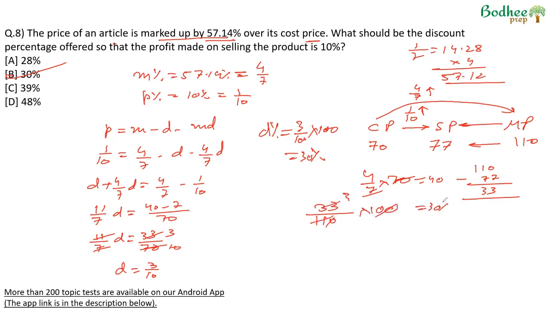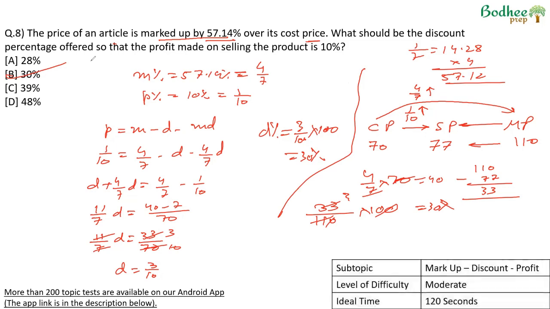30%. So either successive percent or assuming values, whichever is more comfortable, one of the ways could be done. I'd say moderate level of question, because if we get stuck with 57.14, then it becomes difficult to solve. But once that is cracked, it should not take more than about 2 minutes to solve.